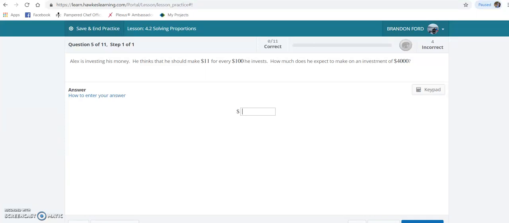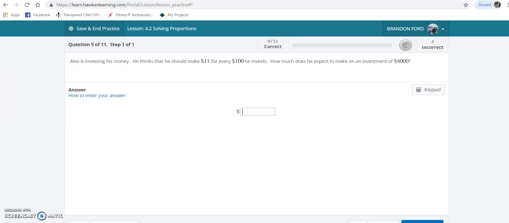Okay, so here's an example of a word problem that we're going to be working through, and it is as follows. Alex is investing his money. He thinks that he should make $11 for every 100 that he invests. How much should he expect to make on an investment of $4,000?